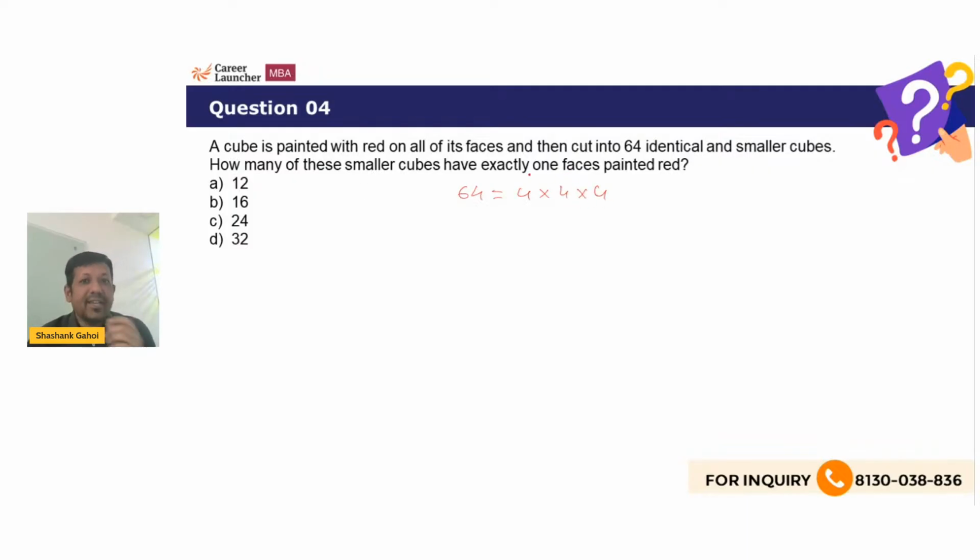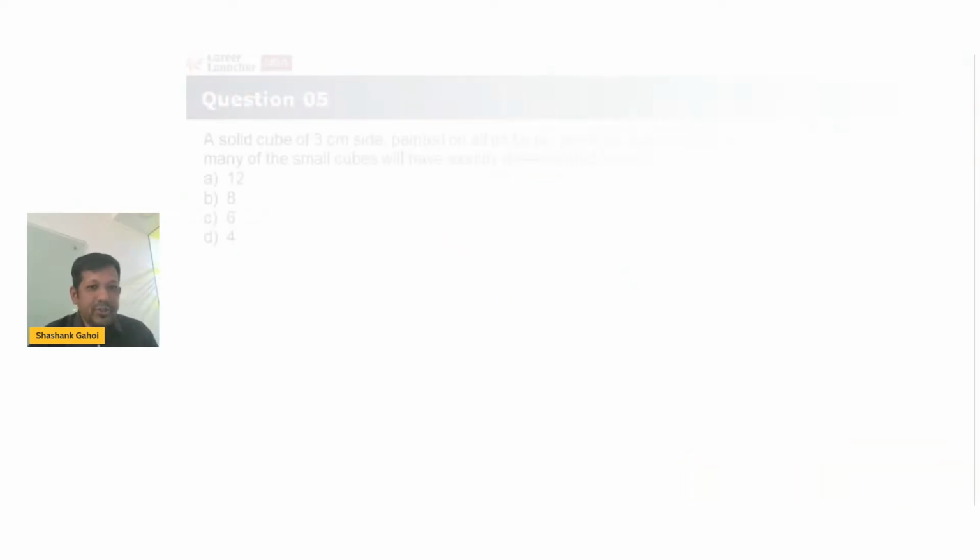Exactly one face painted. So what is one face painted? That is going to be 6 times (n minus 2) whole square. So that is going to be 6 times (4 minus 2) whole square. That is 6 into 2 square, which is equal to 6 into 4. The answer comes out to be 24. That's option C. If you know the formula, these type of questions are going to be very easy, as well as very much time saving. Now, everyone understood? Yes, no?